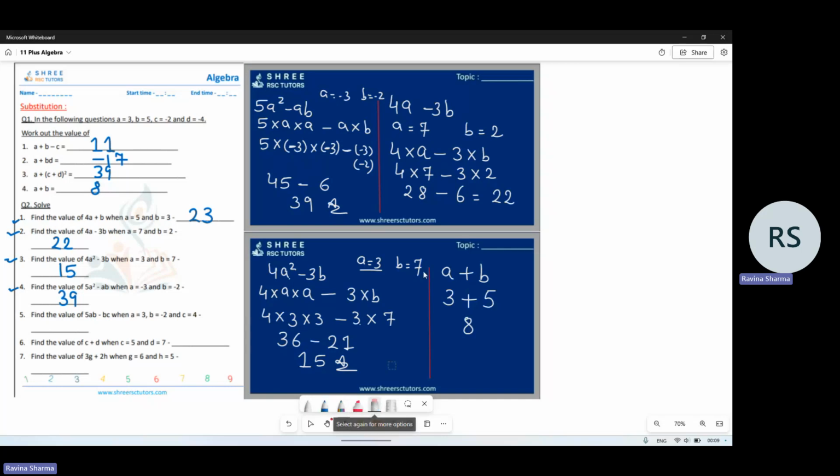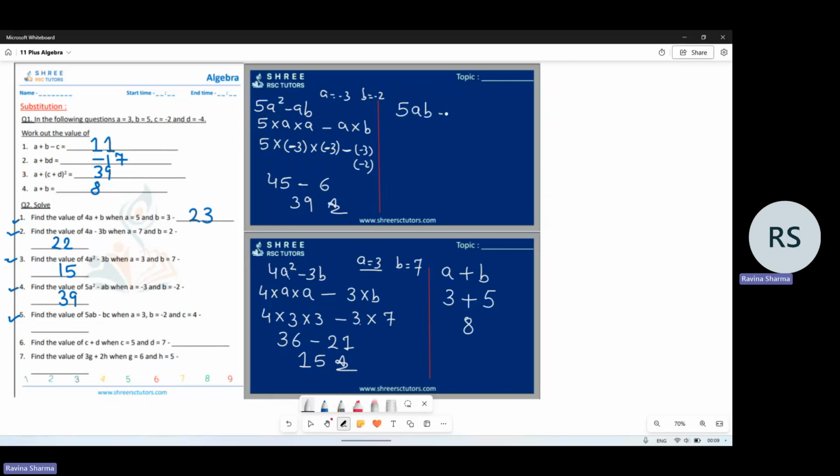Now let's do the next question. The next question they are asking here is, what is the value of 5ab minus bc? So how can we figure it out? 5ab minus bc, when a is equal to 3, b is equal to negative 2, and c is equal to 4. So we have to find the value of 5ab minus bc. 5ab means 5 multiply a multiply b. So that means 5 multiply a which is 3, and b which is negative 2, minus b which is negative 2, and c which is 4.